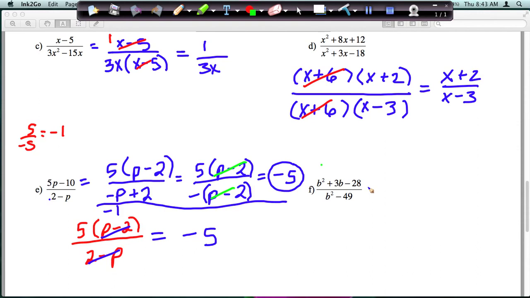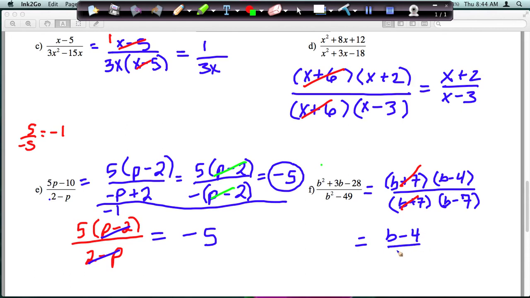Okay, for this one, we're going to factor the numerator. We need two numbers that multiply to be negative 28 and add to be a positive 3. And that would be a positive 7 and a negative 4. And then the denominator is a difference of squares. So the square root of 49 is 7. So this factors to be b plus 7, b minus 7. We can then cancel out our b plus 7's, and we are left with b minus 4 over b minus 7. And then remember, we're done because we can't cancel those b's out because of that subtraction sign in between. So this is our answer.